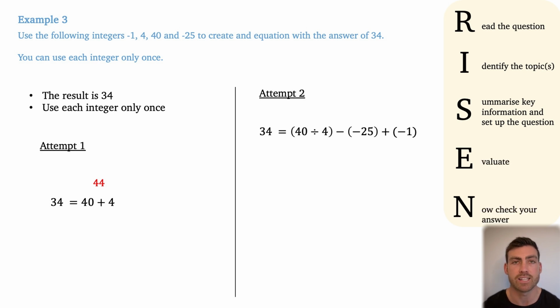Finally, we can merge the last 2 steps together. We can evaluate and check the answer at the same time. Complete division first. 40 divided by 4 equals 10. Next, 10 minus negative 25. This equals positive 35. Finally, 35 plus negative 1 equals 34.